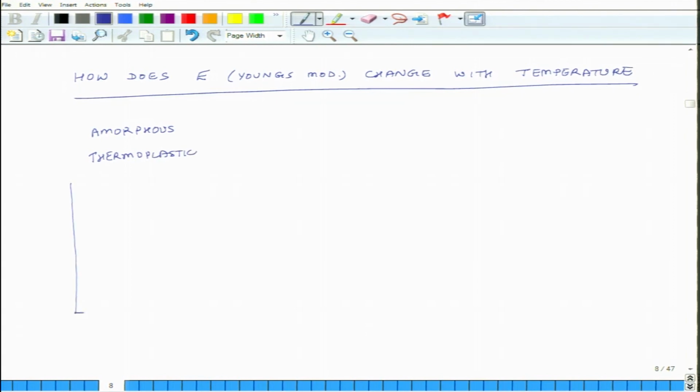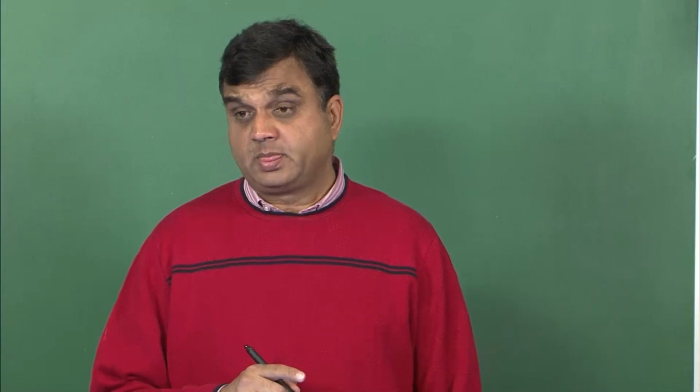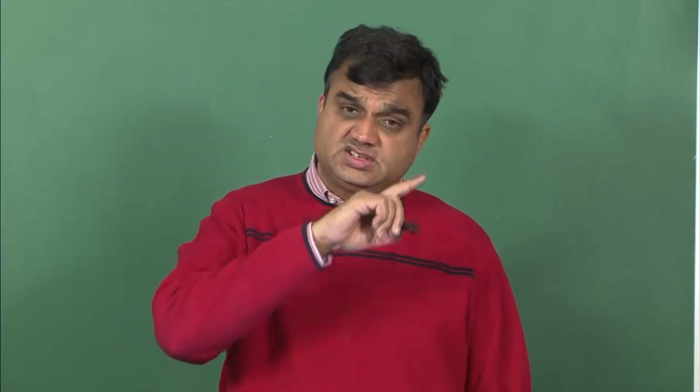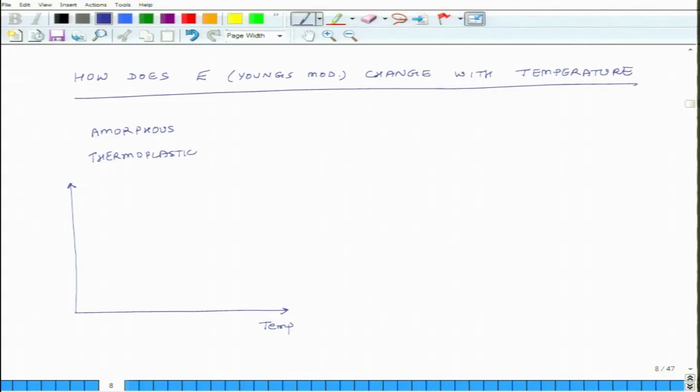So, x axis, y axis, and here we are plotting temperature, and on the y axis we are going to plot Young's modulus. But because the changes in Young's modulus are so significant, if I just plot it on a linear scale, I cannot plot it in a small zone.